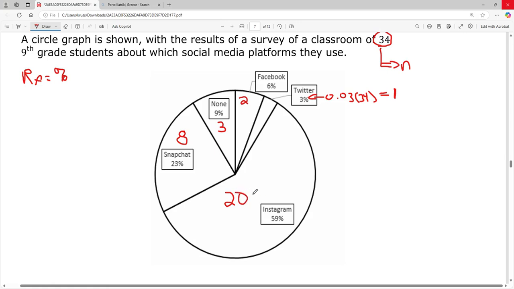So if we rounded right, it should add up to 34. 8 plus 20 is 28, 29, 31, 32, 33, 34. So that's 34 right there. That's probably a pretty good estimate of the number of people that provided the data. Round up if it's greater than 0.5, round down if it's less than 0.5.